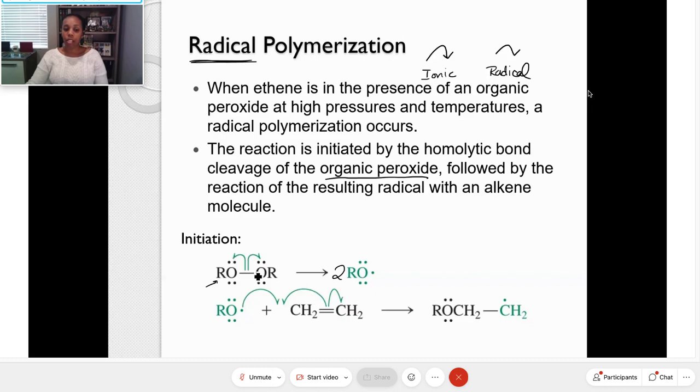So from the middle of the bond to the oxygen, middle of the bond to the oxygen. These radicals are very reactive. And so then we can react them with an alkene. So this is our initiation. We react them with the alkene from the unpaired electron into the middle. From the middle of the double bond into the middle, we're making an oxygen-carbon bond. From the middle of the double bond over to the carbon, we're making this carbon radical.